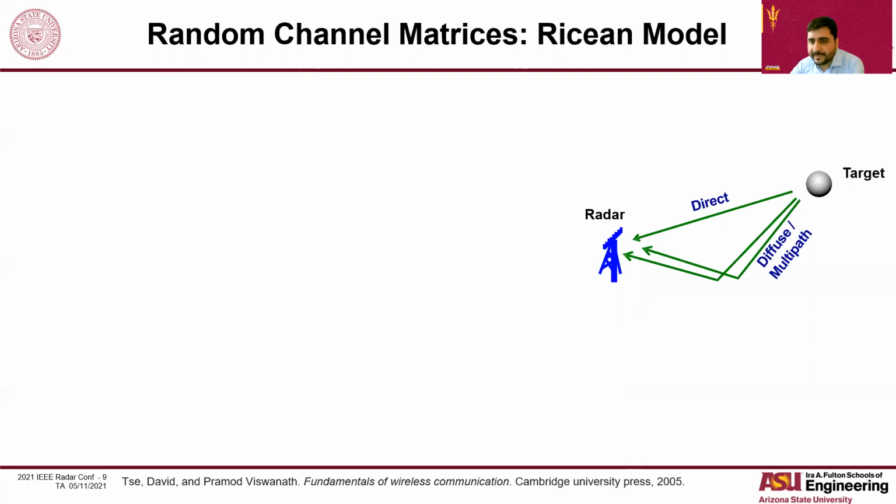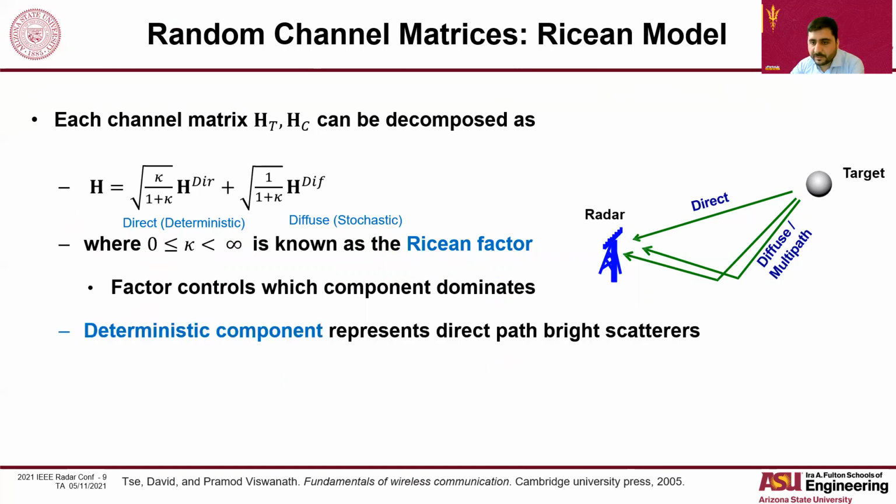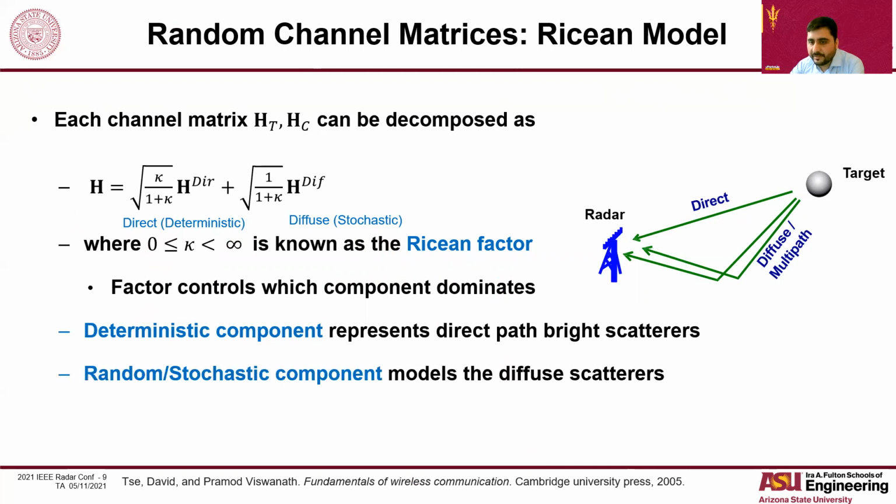Next, we consider the case when the channel matrices are modeled as stochastic. So when a radar illuminates a target, the reflected signal reaches the receiver via the direct path as well as via multipath. So using the Ricean model, each channel matrix can be decomposed into a direct or deterministic component and a diffuse or stochastic component. Here kappa is the Ricean factor, and this factor controls which component dominates. The deterministic component represents direct path bright scatterers, while the random stochastic component models the diffuse scatterers due to multipath.